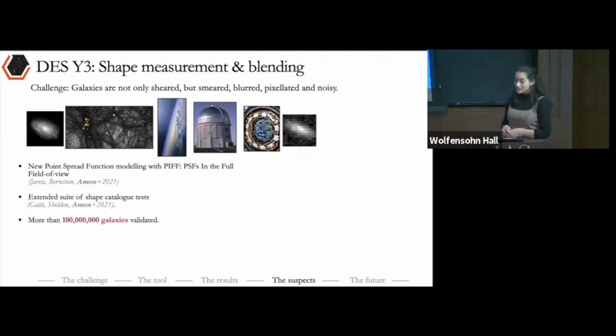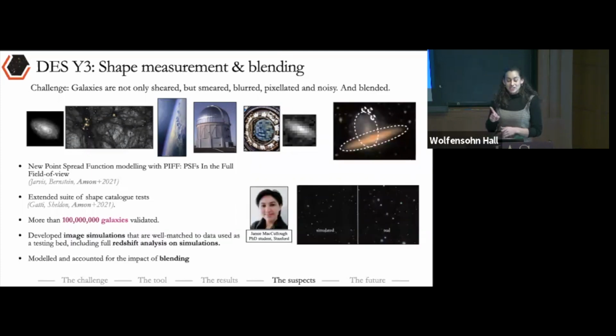For the year 3 analysis, I coordinated the team that accounts for the point spread function, so how much that atmosphere is ruining our images, and validates the shear catalog so that the team could use it for cosmology. There are a few points where we built on year 1: we used new point spread function modeling, which really turned out to be really important. We were able to have much better control on that compared to year 1. We extended the suite of tests that we did, and in the end, we had this sample of 100 million galaxies.